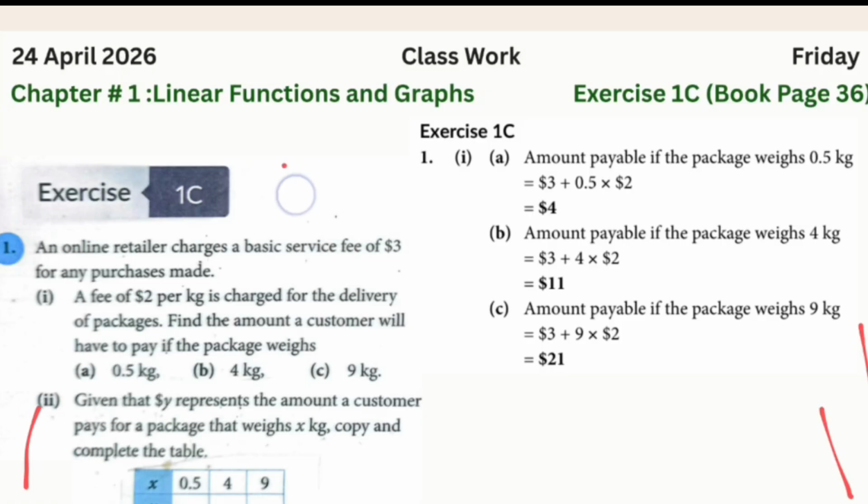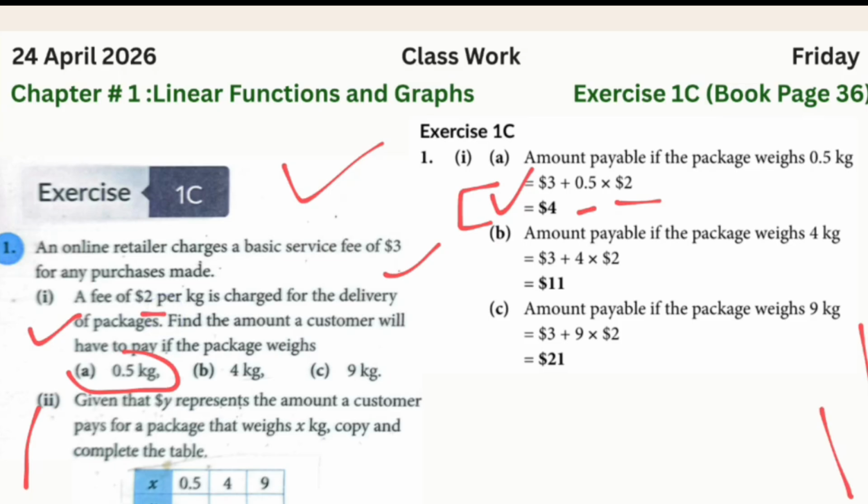Okay, there is a man who is selling products online, charging a fee of $3. And now there is the first question. A fee of $2 per kg is charged for the delivery of packages. Find the amount a customer will have to pay. We just need to find out the amount. So this is the first question. So here we go. The first question, $3 plus the amount multiplied by $2. Clear? Because per package he used to charge $2.